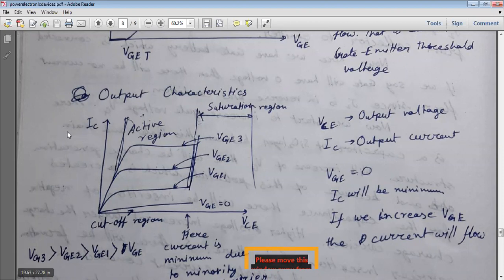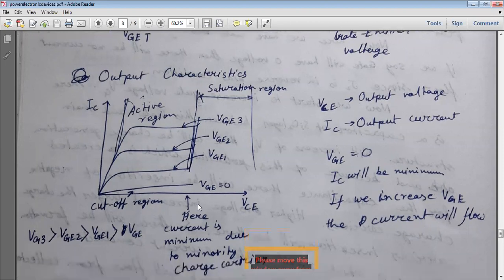So here you can see different gate voltages. Actually here the gate voltage is kept constant, similarly like a power MOSFET. Keeping the gate voltage at a fixed value, we can get this kind of curve. Here this region is known as the cutoff region. This is the saturation region. This is the active region.